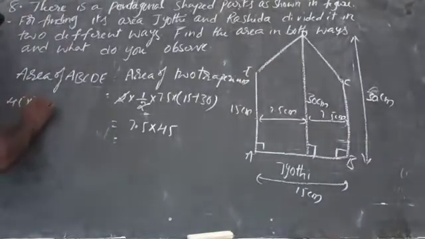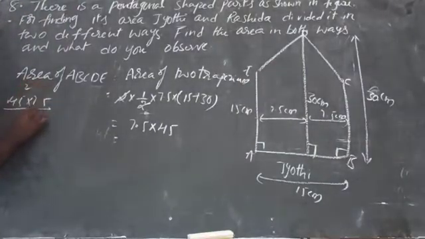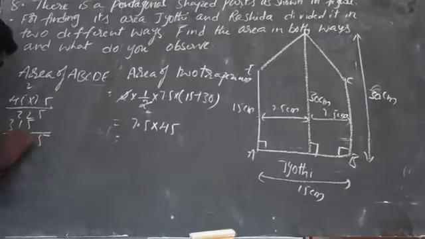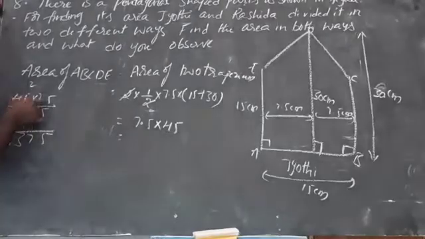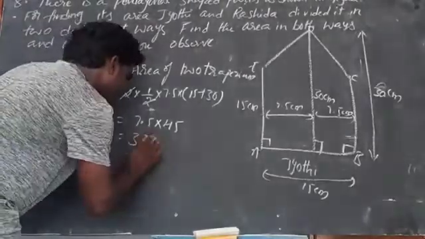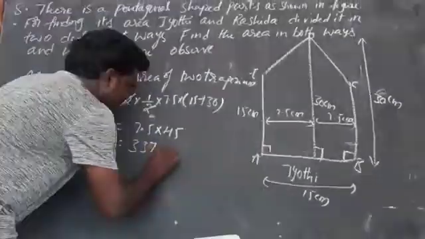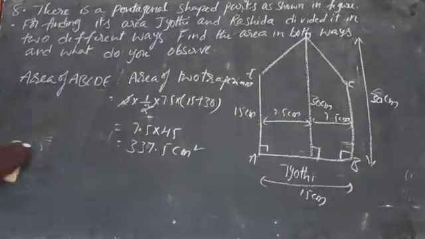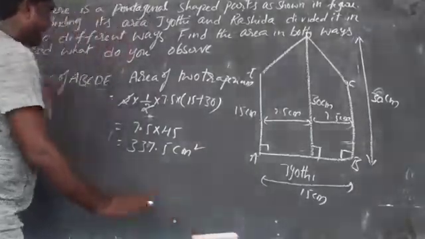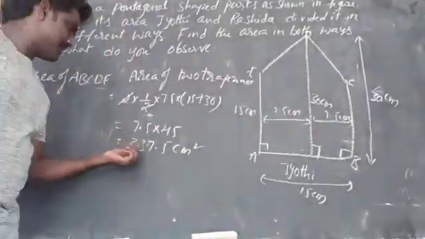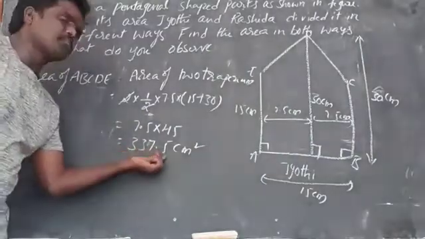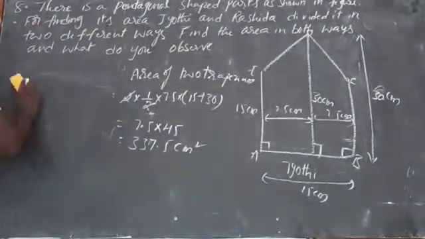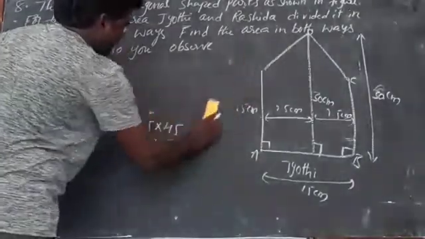Now multiply 45 into 7.5. With one decimal, we get 337.5 centimeters square. So the area of ABCDE in Jyoti's process is 337.5 centimeters square.